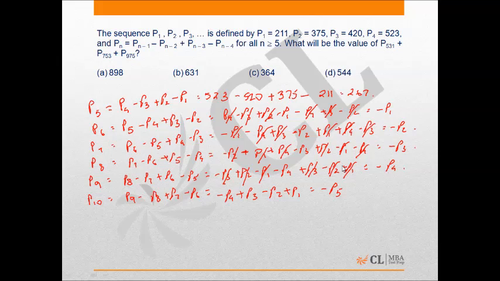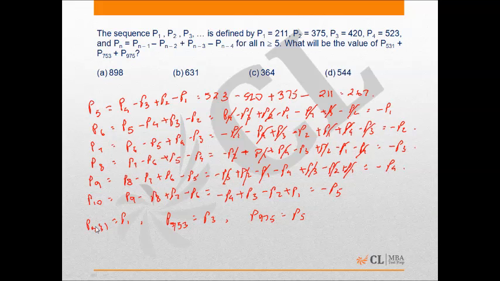Hence, when we have to find P of 531, P of 531 would be nothing but P of 1, because it is 530 plus 1, that means a multiple of 10 plus 1. Hence, P of 531 is nothing but P of 1. Similarly, P of 753 would be nothing but P of 3, and P of 975 would be nothing but P of 5.